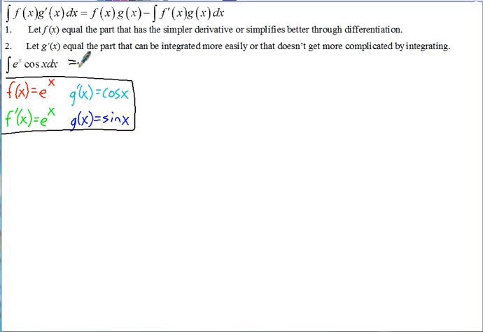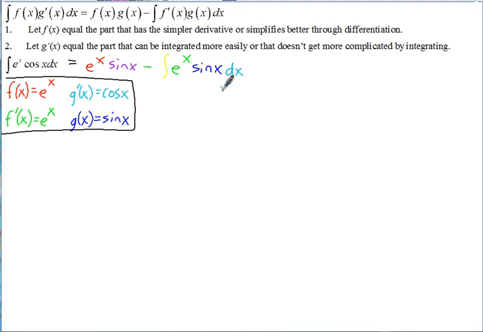So we'll have f of x, which is e to the x, times g of x, which is sine x, minus the integral of f prime of x, which is e to the x, times g of x, which is sine x. Oops, sorry, I put cosine x there, that should be sine x, g of x. Actually, I put g prime in there. So the integral didn't get simpler, but it didn't get more complicated.